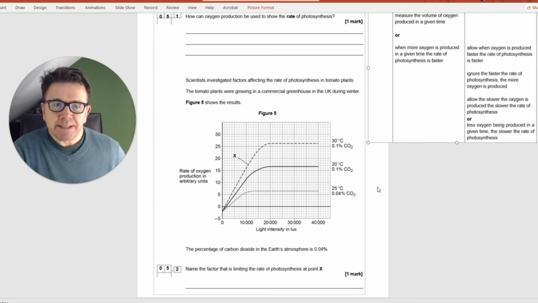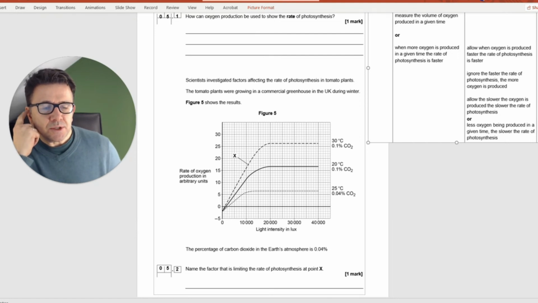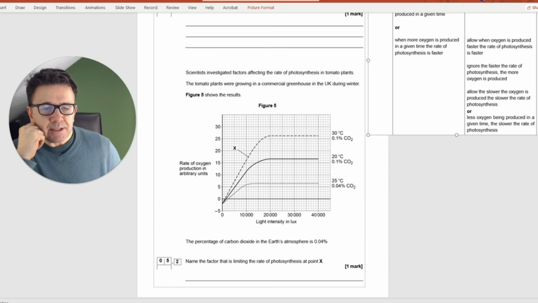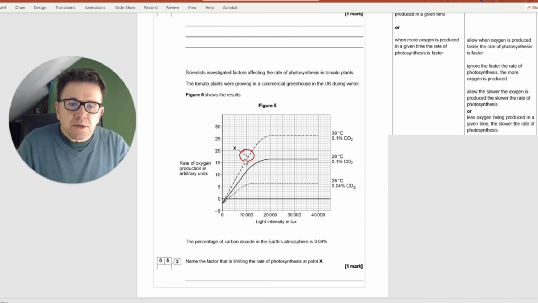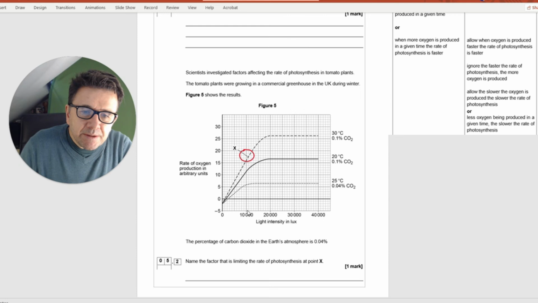This is related to limiting factors, so you can see different levels of CO2 at different temperatures, and it tells you the percentage of carbon dioxide in the Earth's atmosphere is 0.04. So that's, you can see that figure is, you haven't added any CO2. So it says name the factor that is limiting the rate of photosynthesis at point X. So you can see at X, this is related to light intensity.